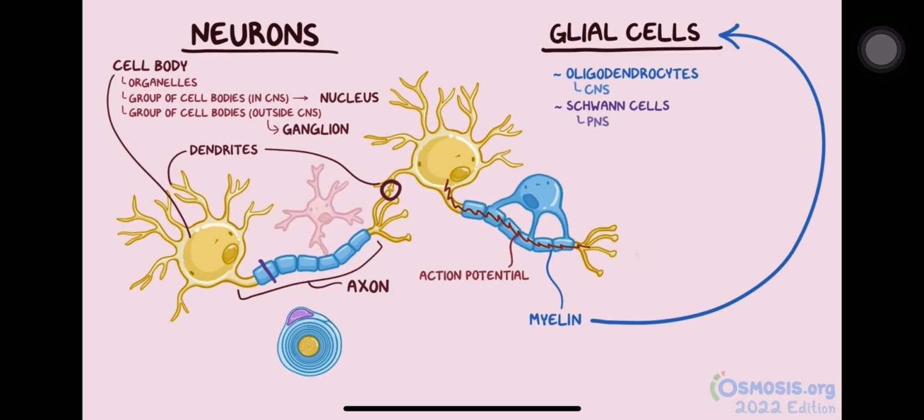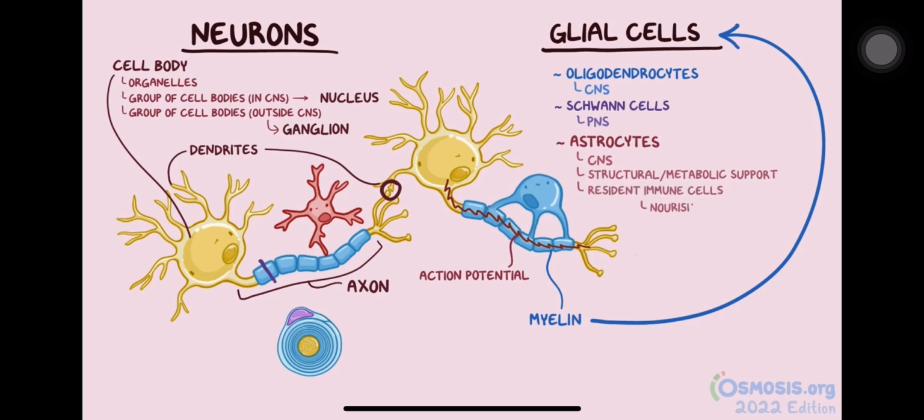Another type of glial cells are called astrocytes, and they're only present in the central nervous system. Astrocytes give structural and metabolic support to neurons, as well as act as resident immune cells and help seal and nourish the blood-brain barrier.